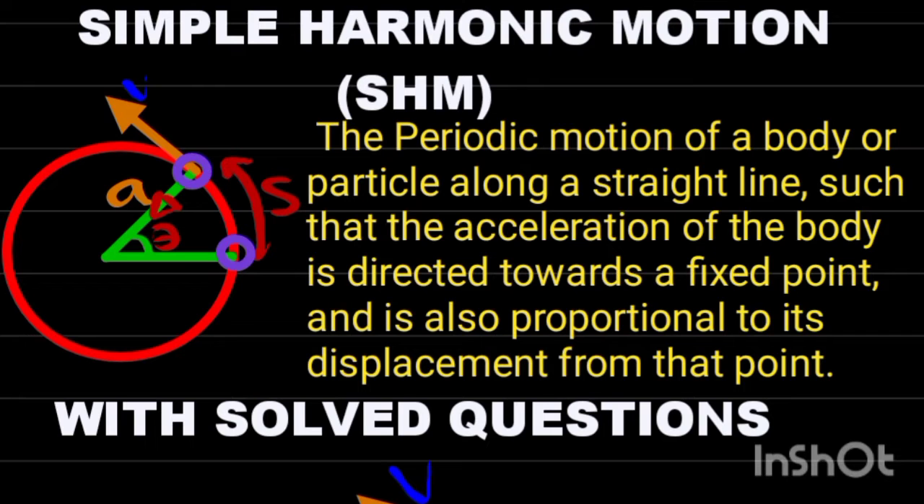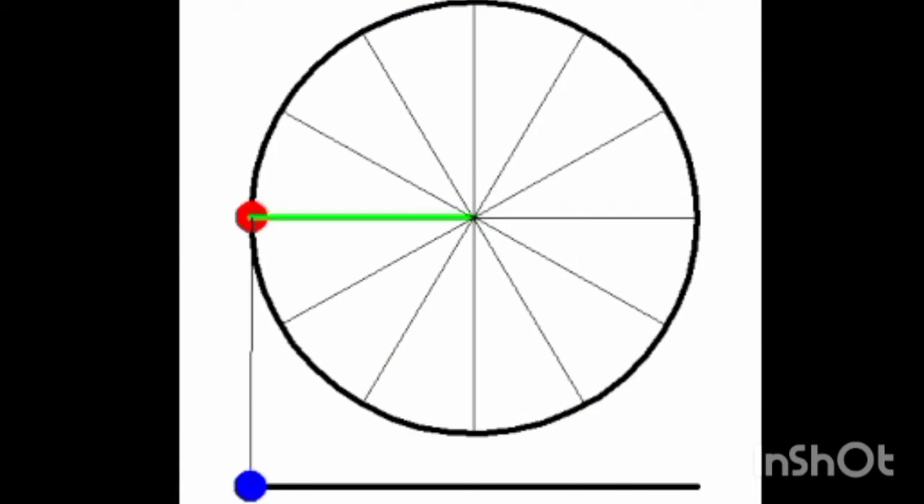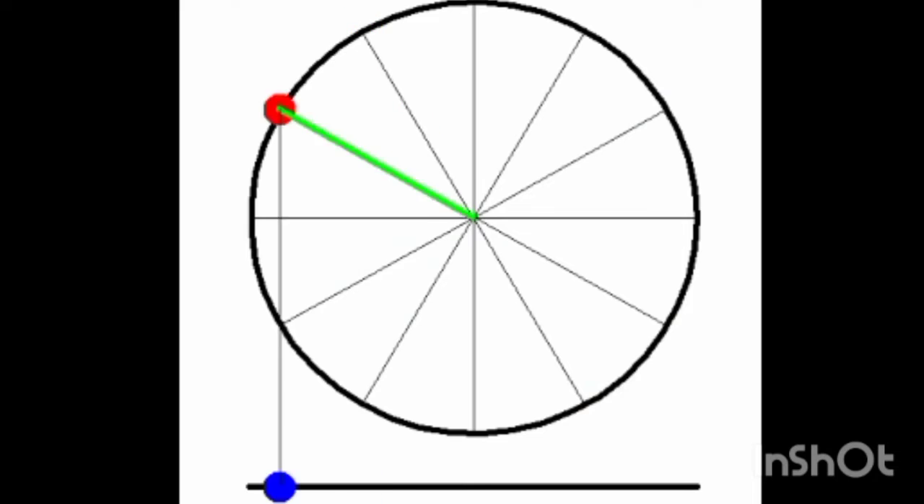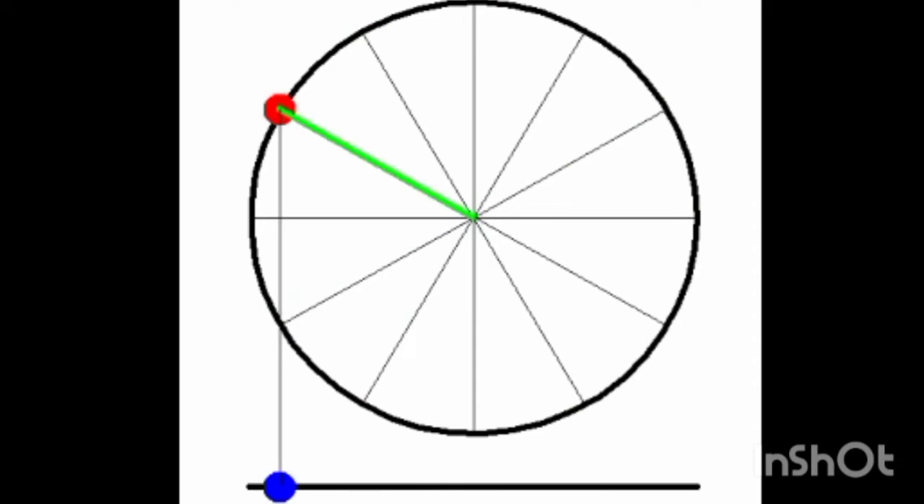Let me show you a video of how a simple harmonic motion looks like. Now take a look at the motion of these two objects. We have a red ball moving in a circle, and the blue ball is only observing a kind of to and fro motion. So that means there's a relationship between an object that is moving in a circle and an object that is moving to and fro. That means the motion of an object moving in a circle can be likened to the motion of an object that is moving to and fro along a straight line.